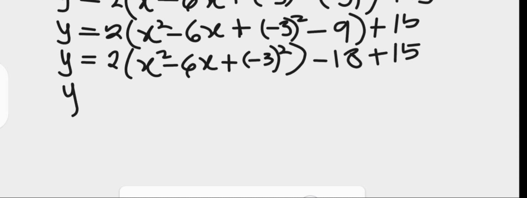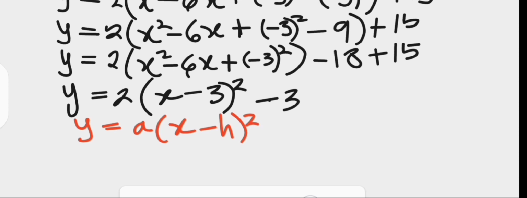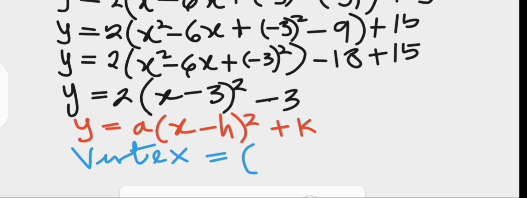This thus becomes y equals 2 with the expression in the bracket factoring out as a perfect square, (x − 3)², then minus 18 plus 15 gives minus 3. This is the quadratic equation in vertex form. Comparing this with the vertex form, which is y equals a(x − h)² + k, it can be seen that the vertex or the turning point is the point (3, −3).